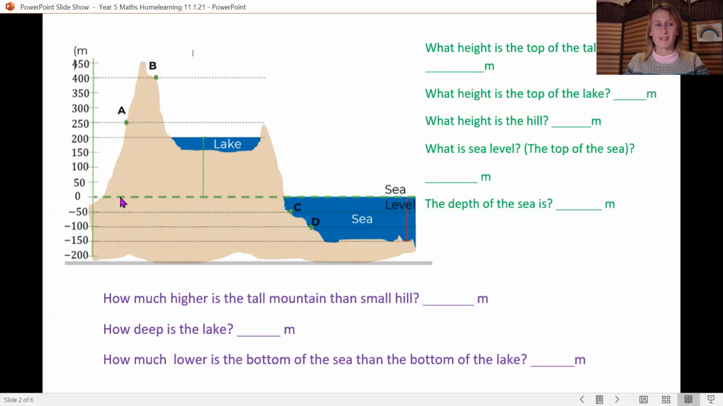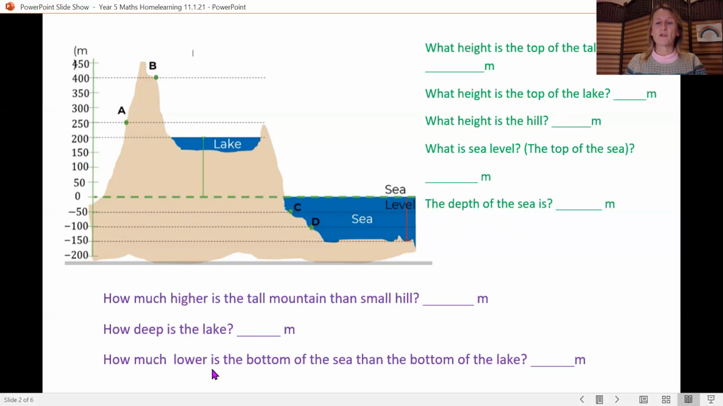What is the sea level? Now that's a bit funny, isn't it? Because I've just kind of told you that one. What's the sea level? How many meters is the sea level? And the depth of the sea. That means the very bottom of the sea, the lowest part of the sea. Okay, what's the depth of the sea in meters? So now you're looking at this scale here, where we're going down below zero. Okay, I want everybody to answer those questions because they're green questions. Okay, so everybody answer those questions.